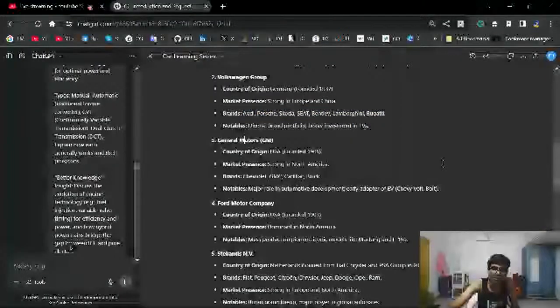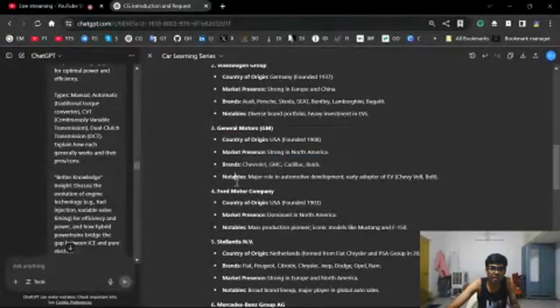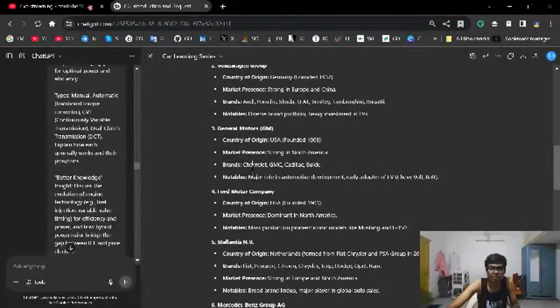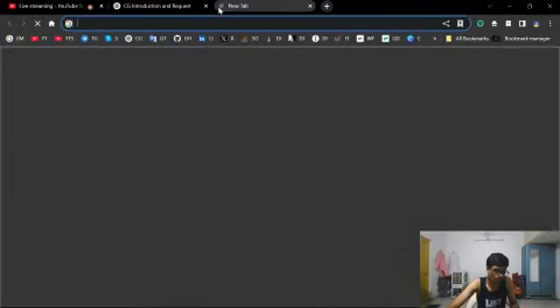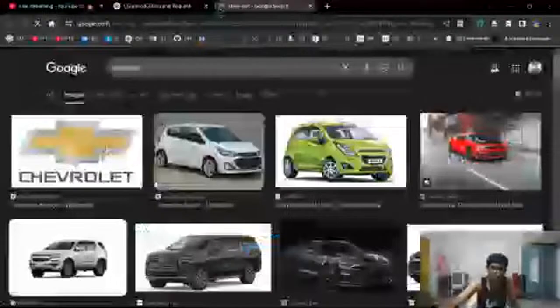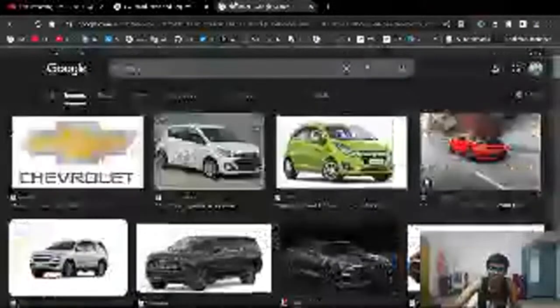Now going forward, General Motors, country of origin USA, market presence strong in North America, and Chevrolet, GMC, Cadillac. I think you guys also don't know this company. Chevrolet is a very good company. Let me share the logo. This is the logo of Chevrolet. Chevrolet is a good car company, and they provide very good cars.